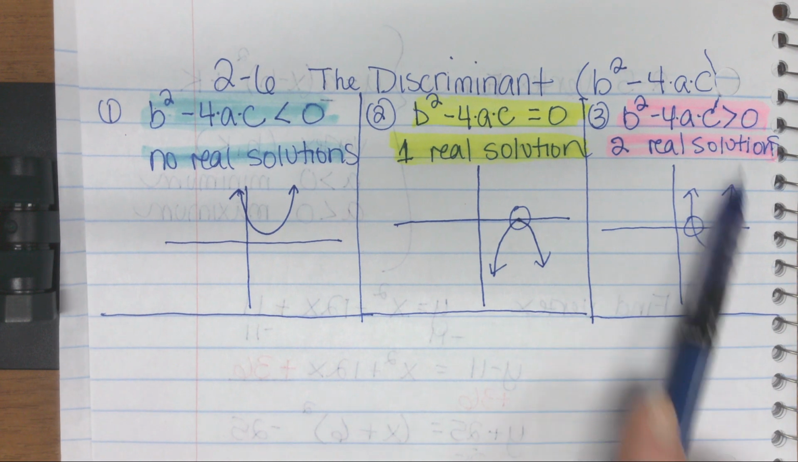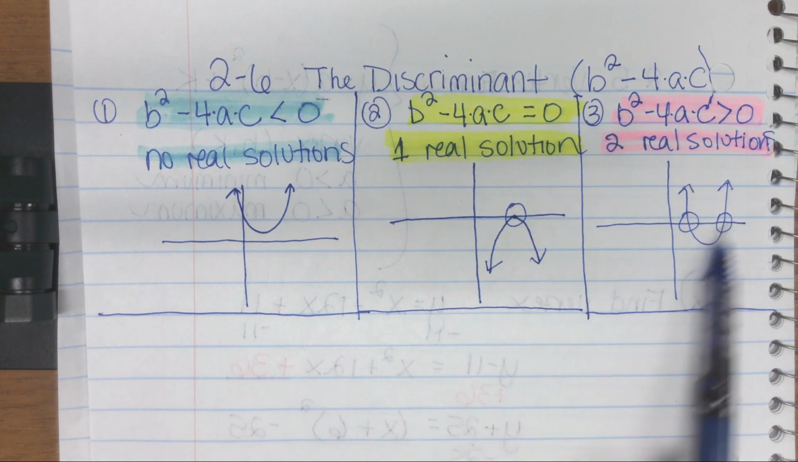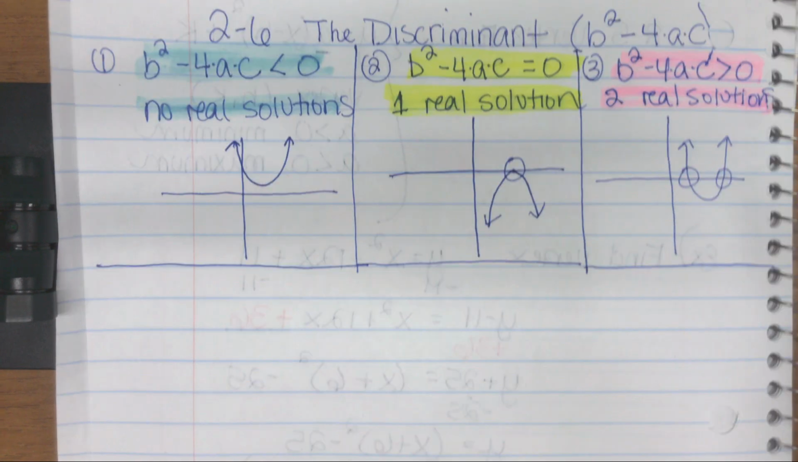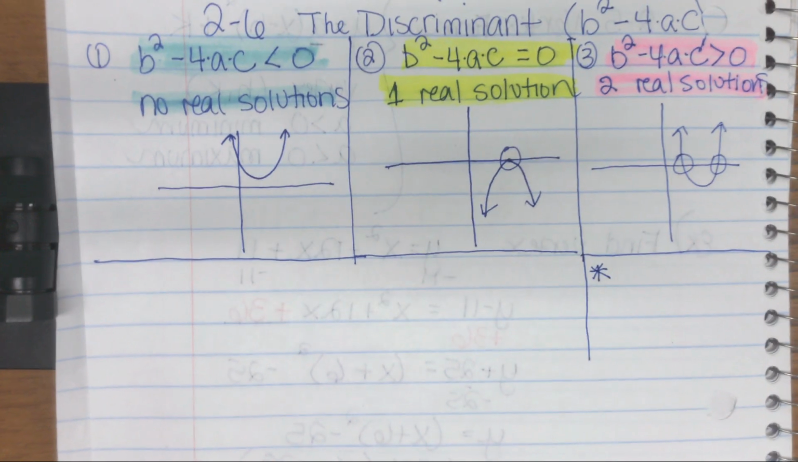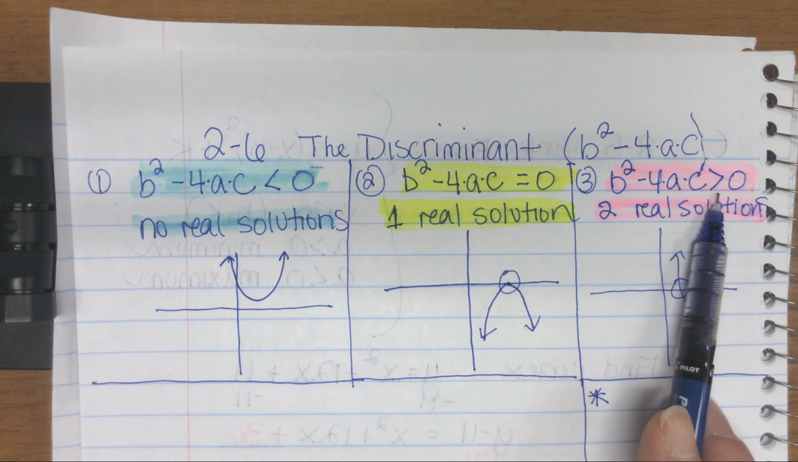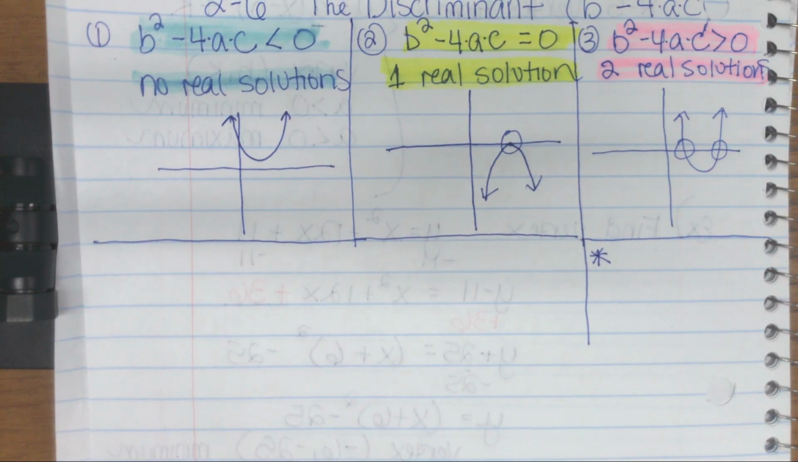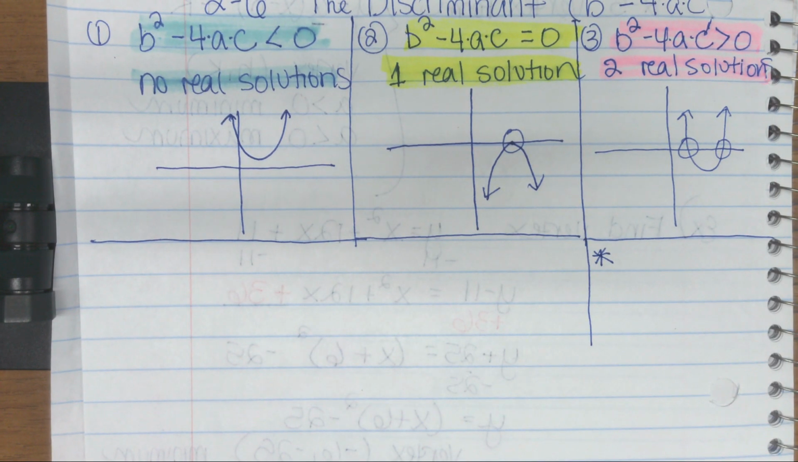One word about this. I'll just put a little star below here. There are two kinds of positive numbers you could get here. Sometimes, let's say I got a number like 25. B squared minus 4ac is 25. Can you take the square root of 25? And it's exact, right? I like that when that happens because it's nice, I know it.